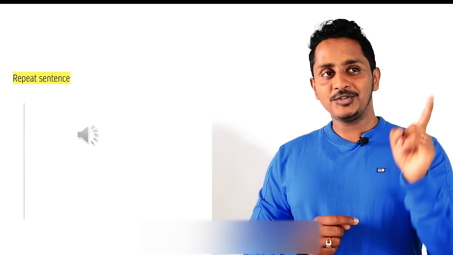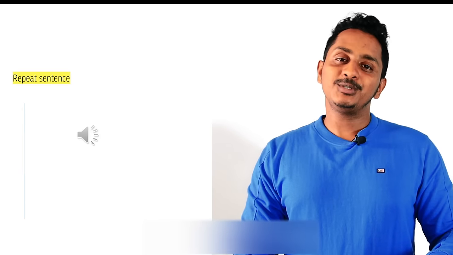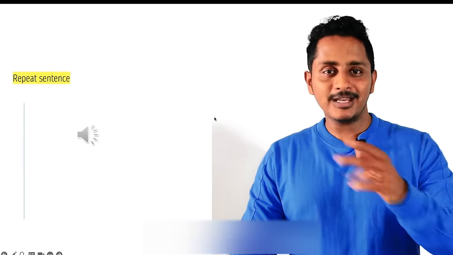Whether I speak "automation is a term for technology where human input is minimum," I get the same marks. Or I can say "automation is a term where human input is minimum." "Automation is a term, human input is minimal." Minimalized, minimal, minimum, whatever you want, but don't fumble. Repeat sentence is all about fluency, not the content. Check my other videos, you'll completely understand how to do repeat sentence, but that's the second module for now.